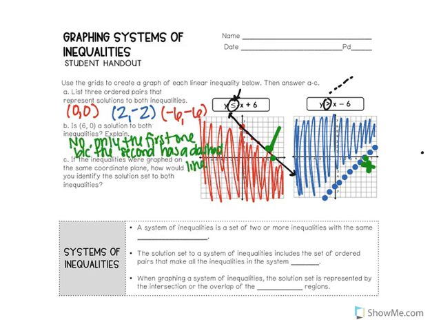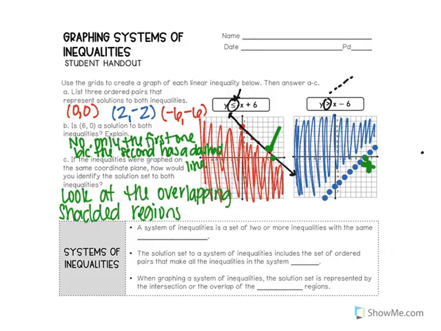This is why it's important to go ahead and graph these lines into Desmos, to make sure you know what you're doing. If the inequalities were graphed on the same coordinate plane, how would you identify the solution set for both? Well, when you're graphing them on the same one, you're going to look at the overlapping shaded regions.